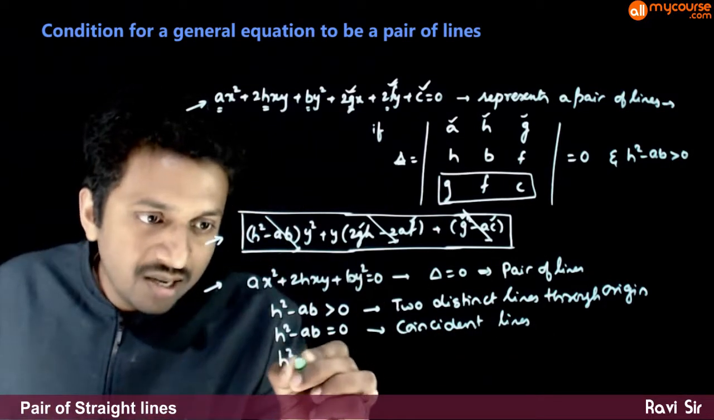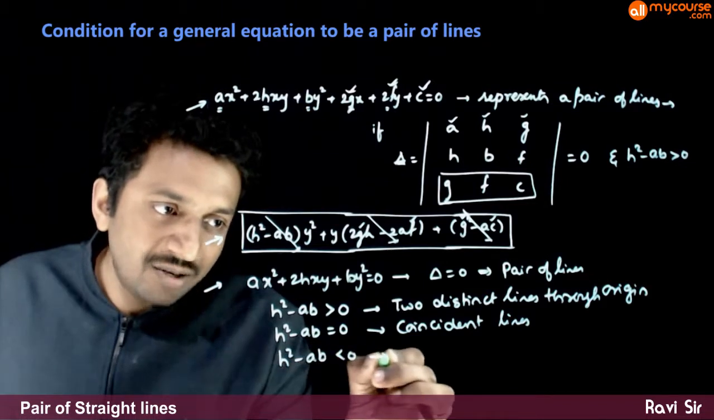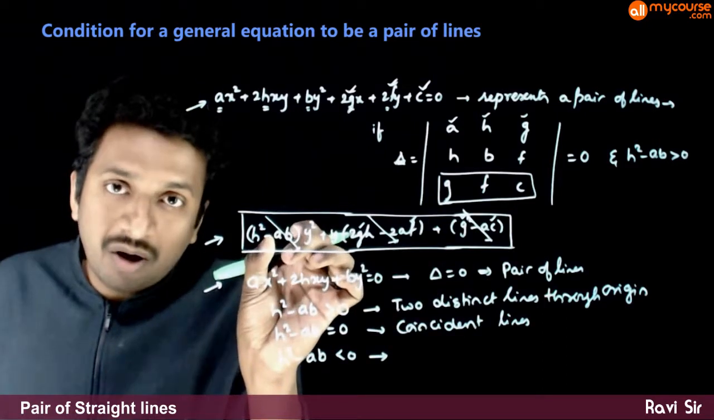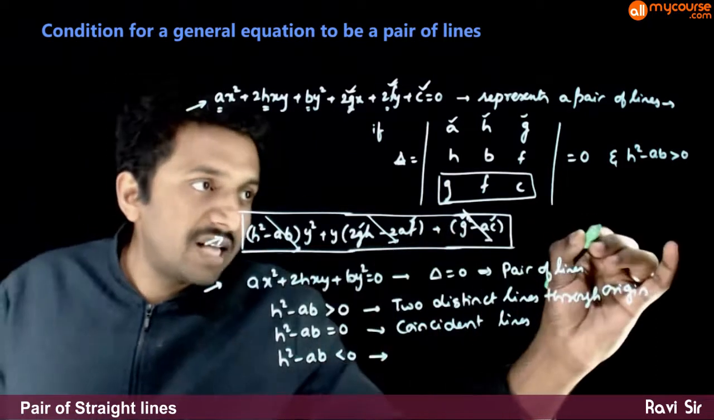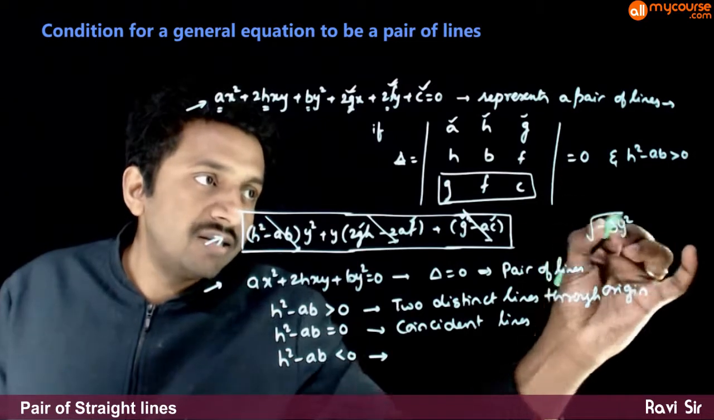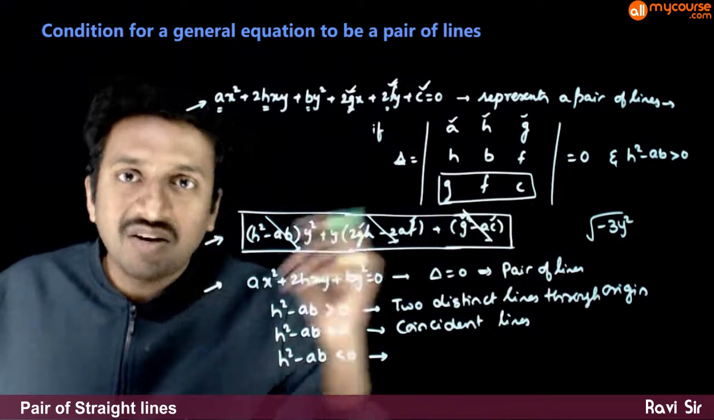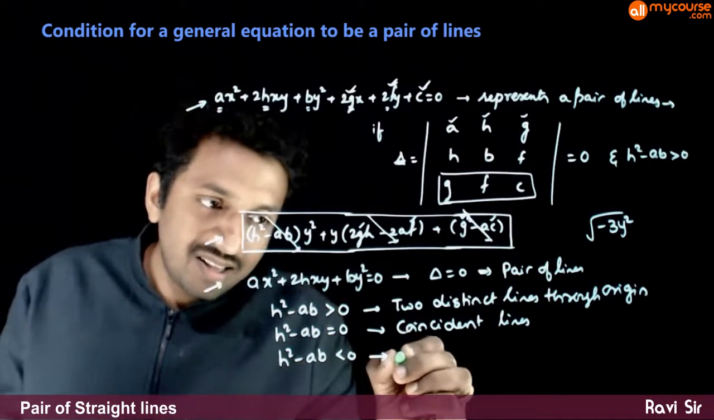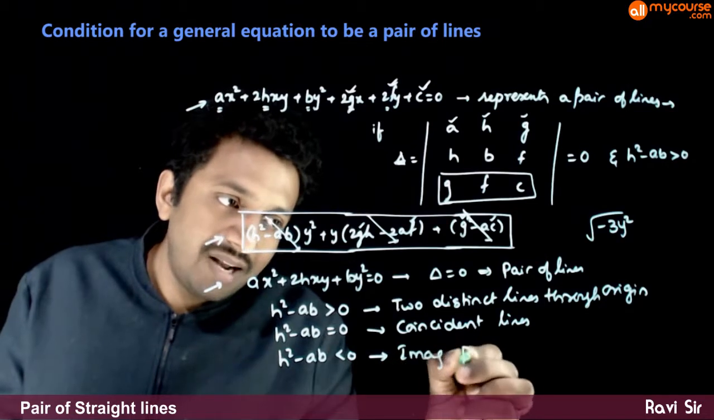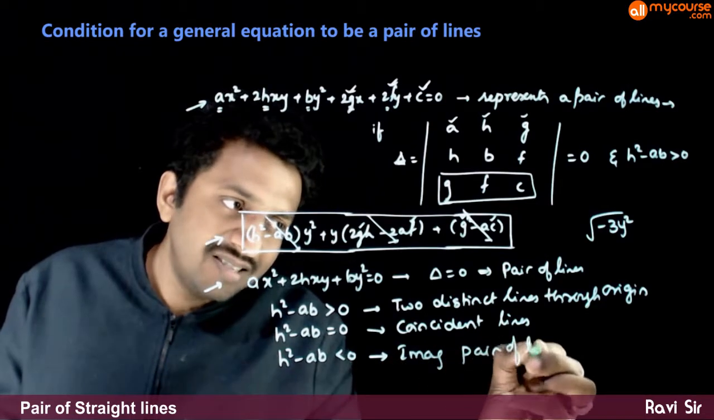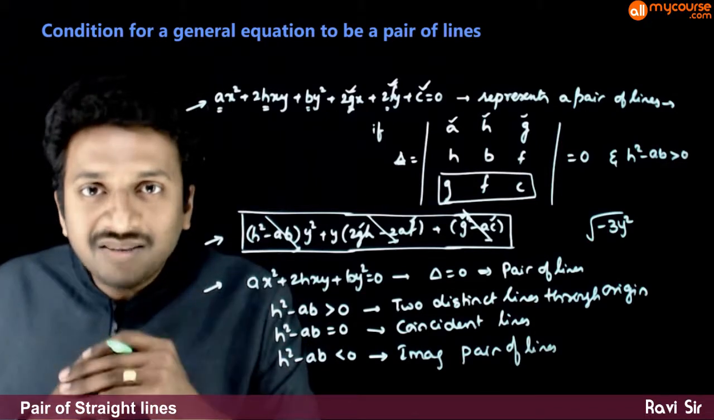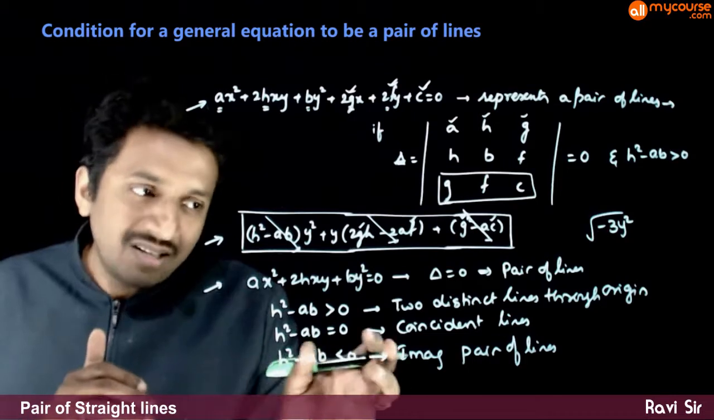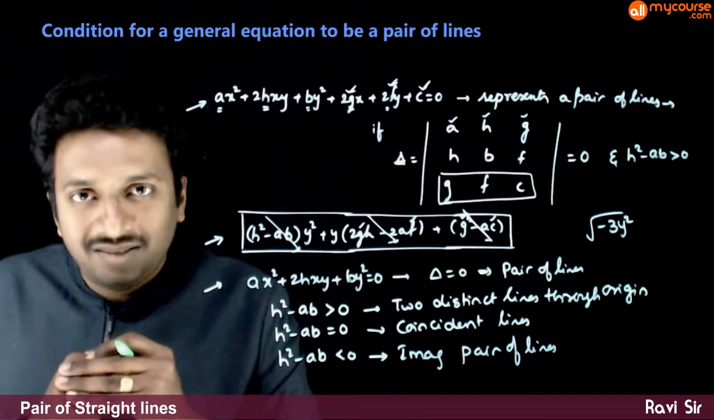And if h square minus ab is less than 0, these two terms are automatically 0. You get minus of some number times y square. For example, you get minus 3y square inside the square root. Obviously, this is an imaginary quantity, so you won't get real lines. So I say that they are an imaginary pair of lines. That is, effectively there are no pair of lines, but that equation looks like a pair of lines. So I say that they represent an imaginary pair of lines.